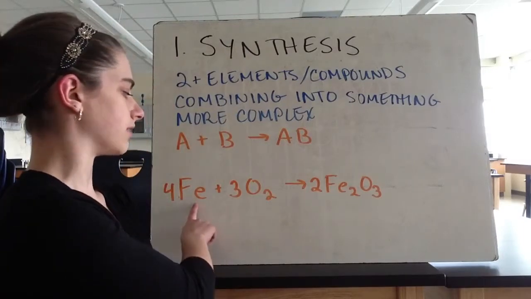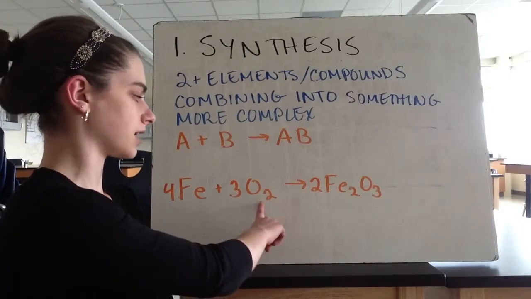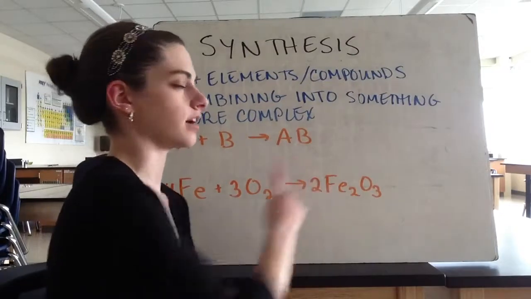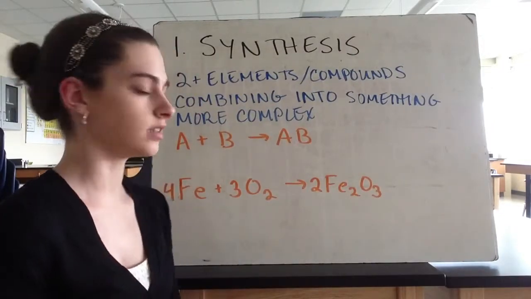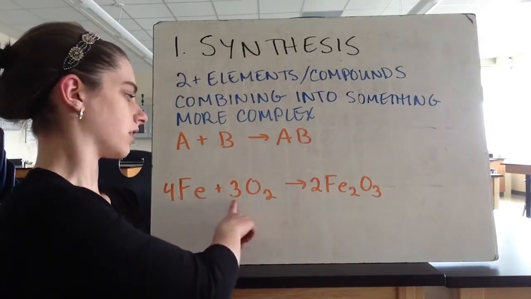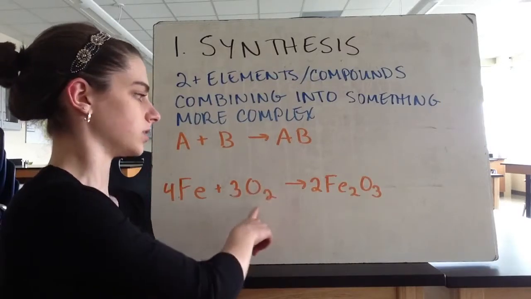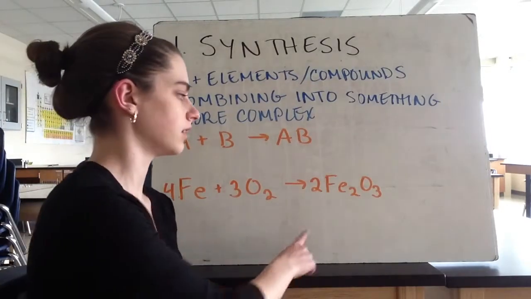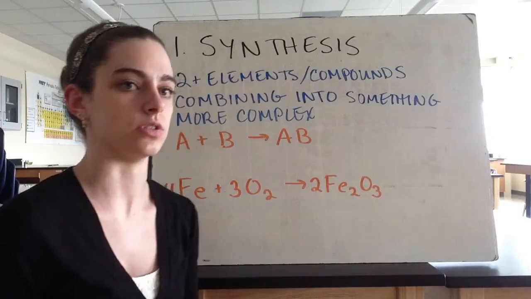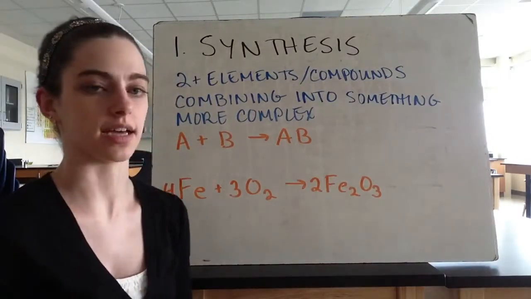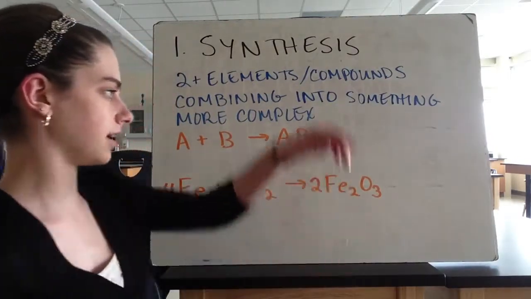So in our example, we have solid iron reacting with oxygen from the air to make iron oxide, which is rust. It's balanced, so we have 4 irons, 3 oxygen molecules. It's O2 because it's a diatomic. Gives us 2 iron 3 oxide, iron 3 oxides.